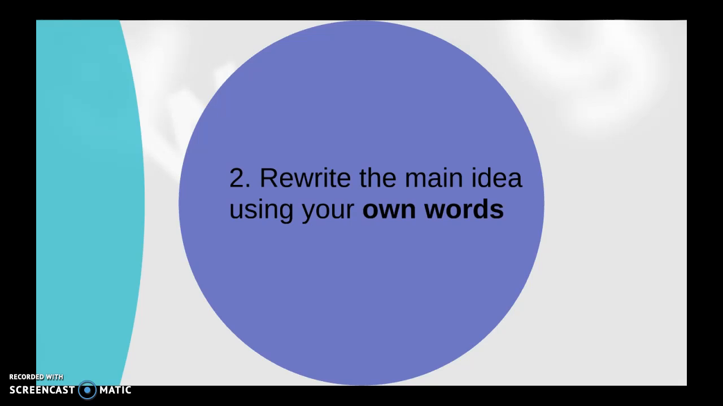So this is the most important part of paraphrasing, because if you copy any of the words directly from the quote, you would have to put them in quotation marks and then you're quoting again. So the main difference between direct quotes and paraphrasing is that you're using different words, you're using your own words to convey the same idea.